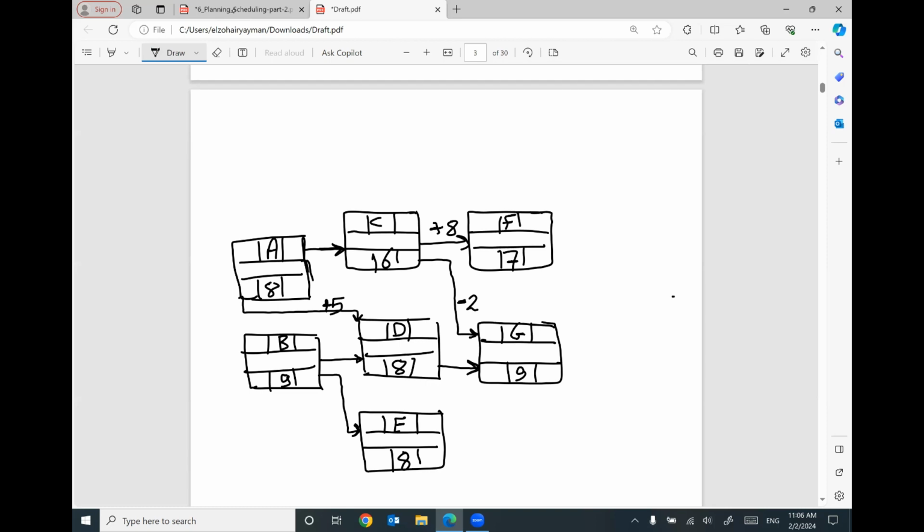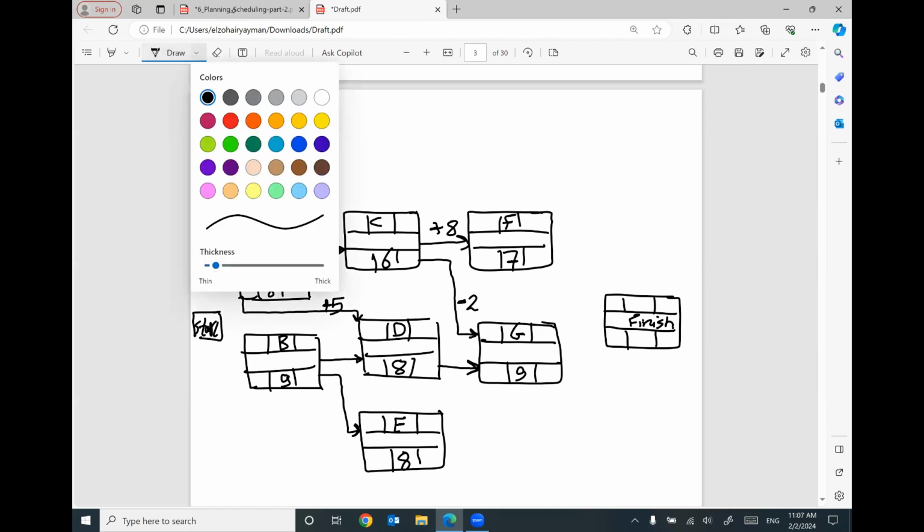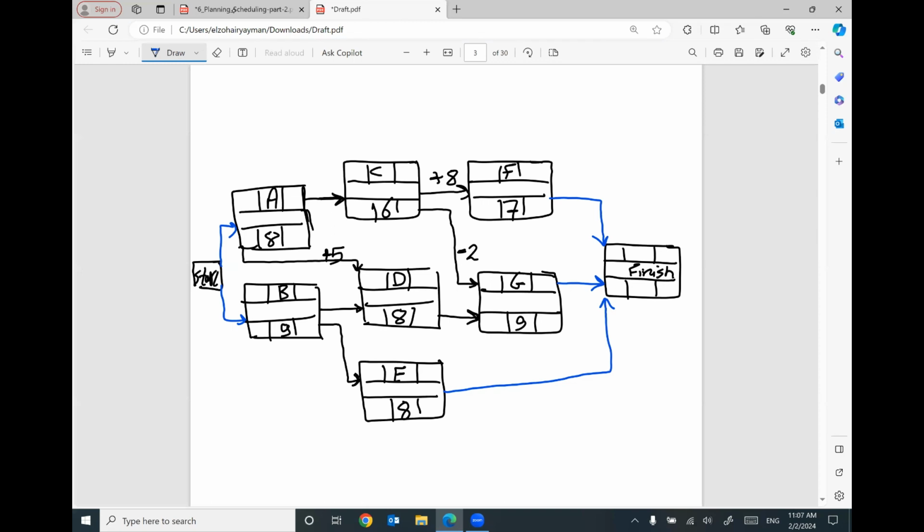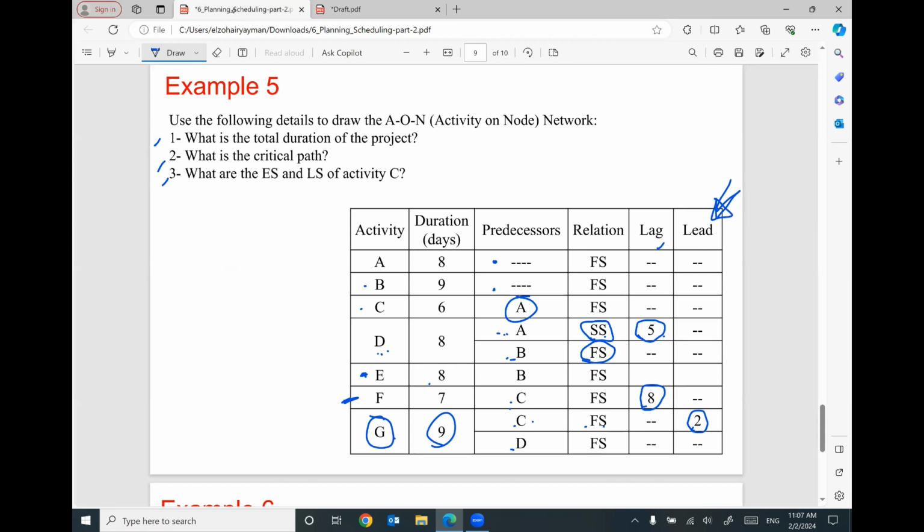So be careful. I have to start the project, so I can put here this relationship start to start, the start of these activities A and B. And this activity will be ended here, and this activity will be ended here, and this activity will be ended here. So this is the activity on node network. I set up this network from the given information in this table.